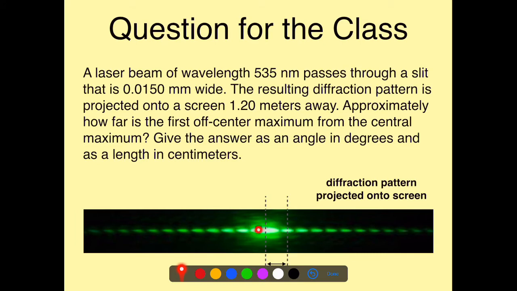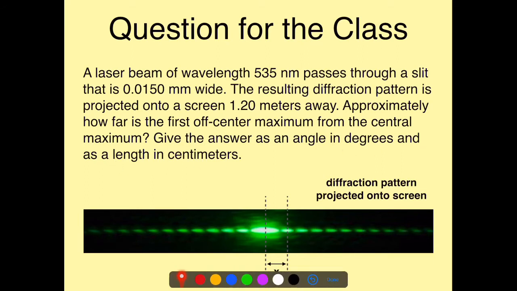In other words, here's the central maximum at the very center of the screen. The first off-center maximum is the one right next to that. We just want to know how far apart are these two. So we're going to give the answer as an angle in degrees and also as a length in centimeters. So pause the video, see if you can work this out, and then we'll go through it together.